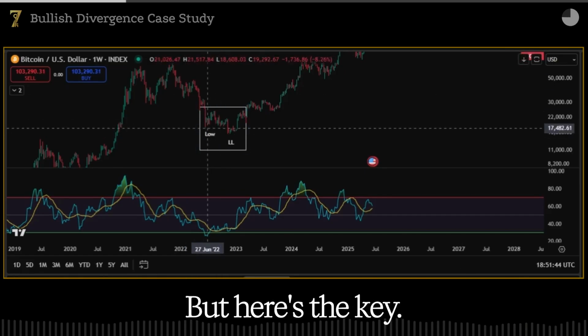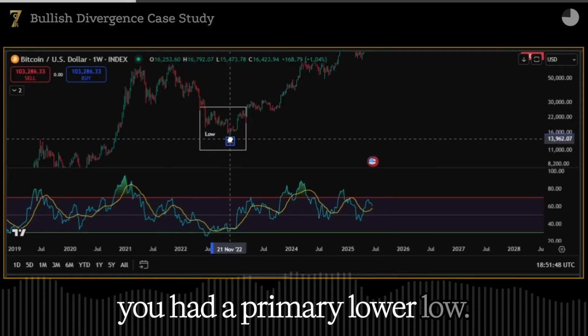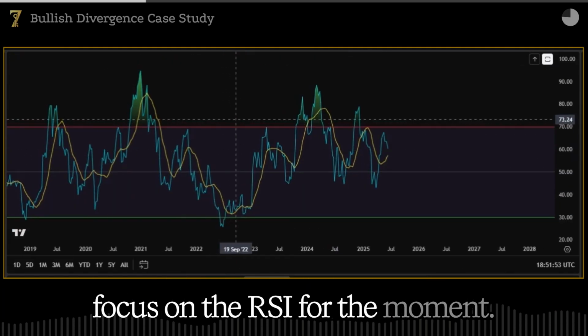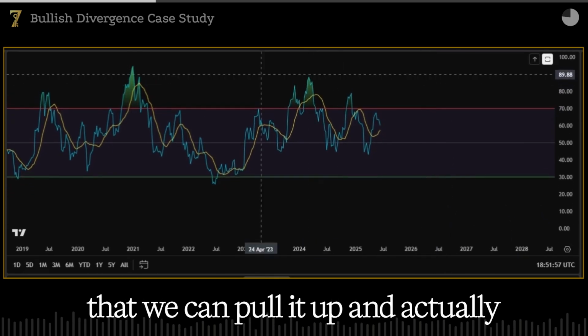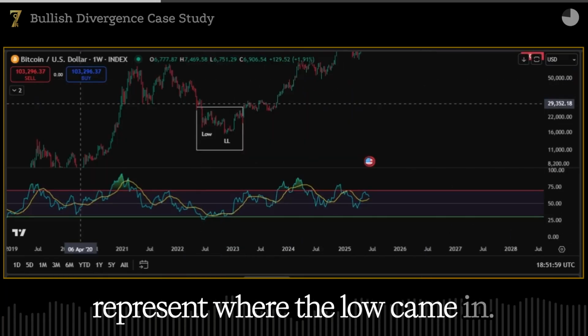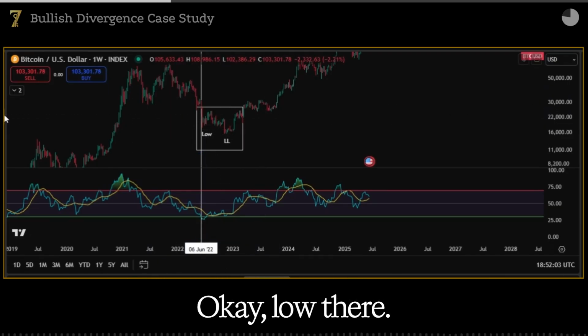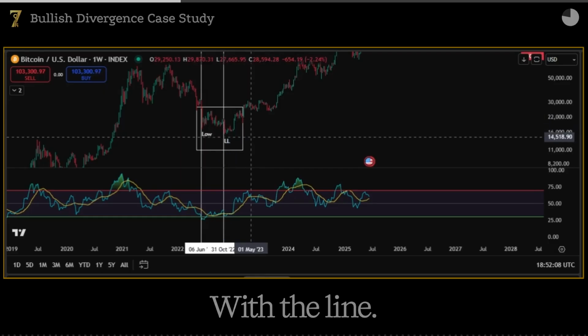But here's the key with this. You had a primary low, and then you had a primary lower low, but down below on the RSI, let's focus on the RSI for the moment. So I'm going to zoom this down so that we can pull it up and actually represent where the low came in. We will identify that with a vertical line. Okay, low there. And then where was our lower low? We'll just identify it right next to it with the line.